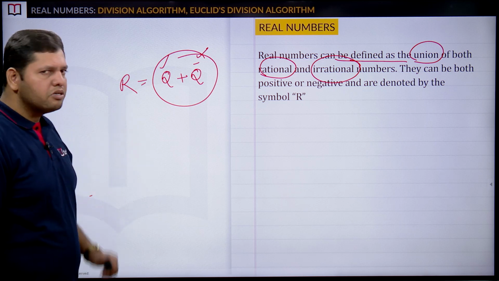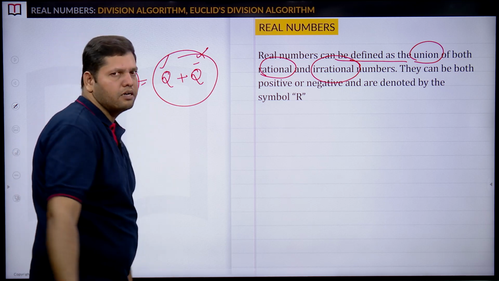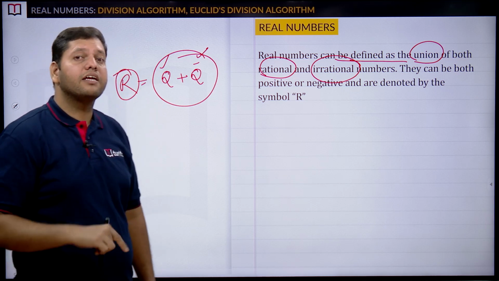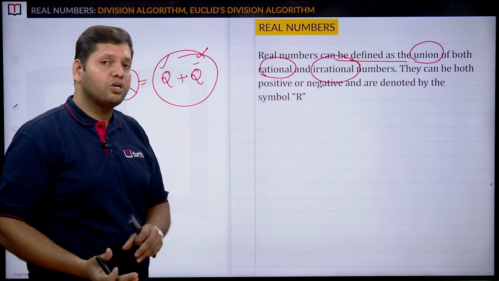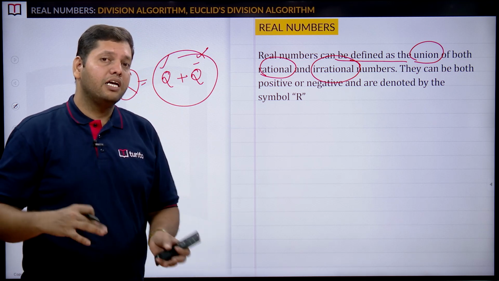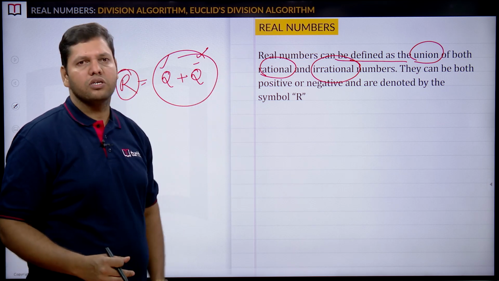So generally real numbers are represented by the English capital letter R. Here R is a real number. It is a combination, otherwise you can take it as the collection of rational numbers and irrational numbers. So if you put them together in one place, that is called a real number.